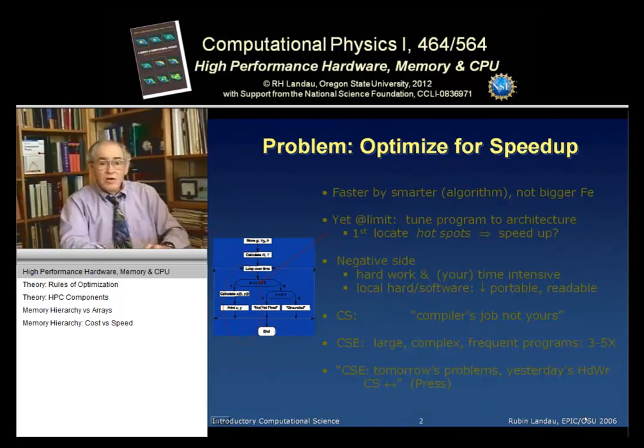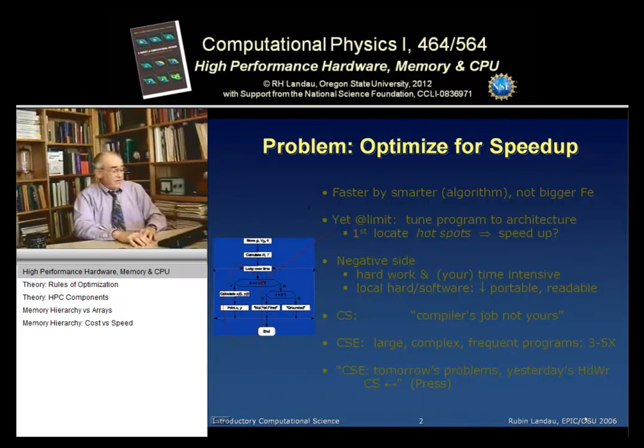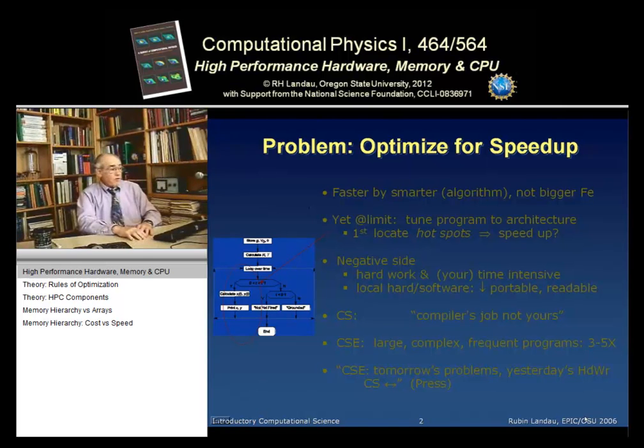Okay. So here on slide 2, we talk about the basic problem that we face. If you have a real big program, we want to optimize it for speed up. In other words, we want it to go fast, as it normally does, but then make it go even faster. Okay? Well, there's several ways to do that.